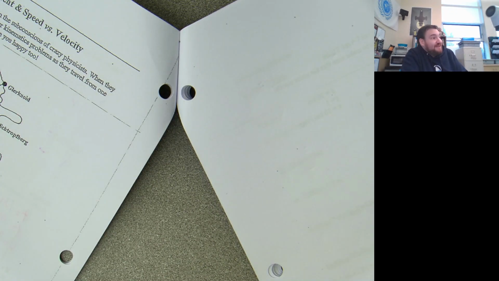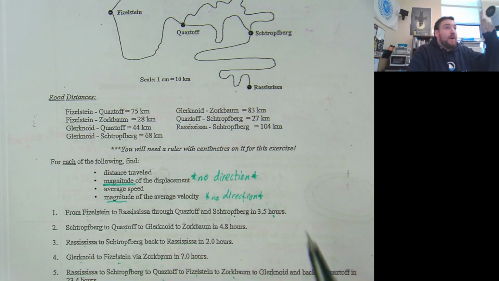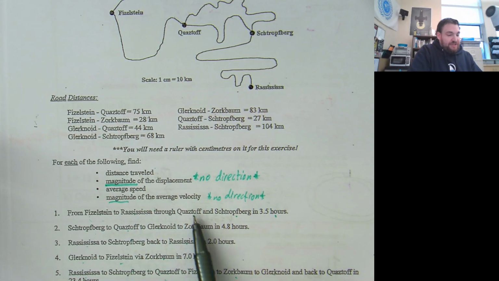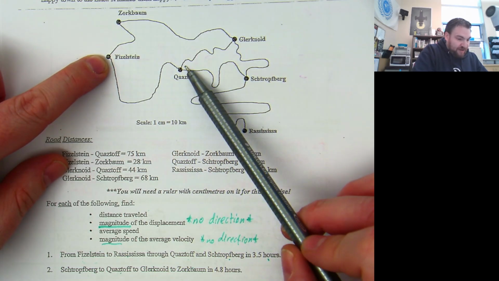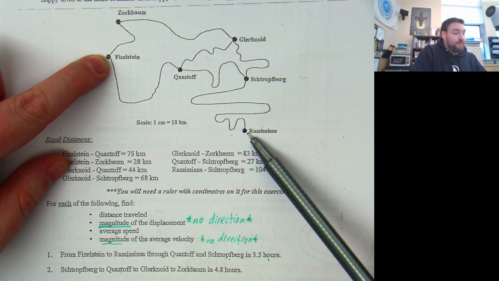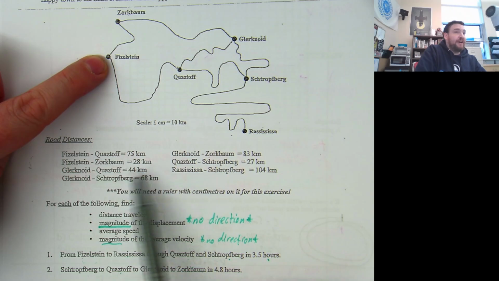Why do you need a ruler? Because displacements are straight line distances. For example, in the first one, there's been a question, why do we need a ruler? Here's why. If you want to find the displacement for the first path, from Fizzlestein to Rasissa through Quatsoff and Stropfberg, the distance is going to be the sum of these three roads, which are given to you down here. You just have to find the right 3 and add them up.